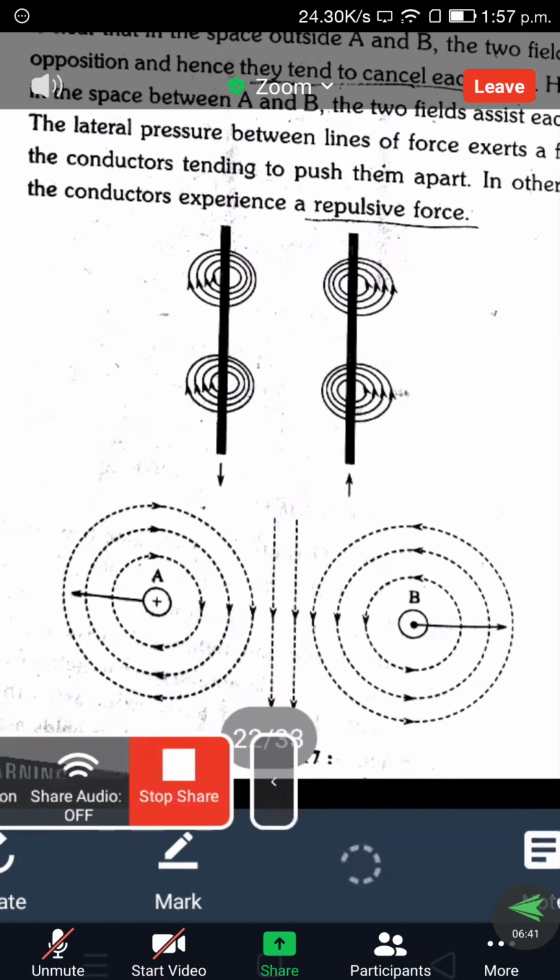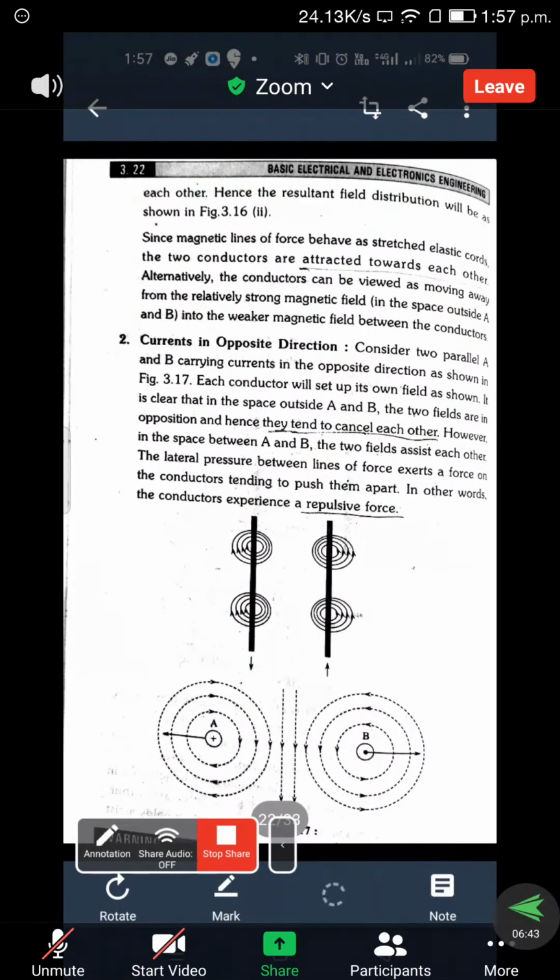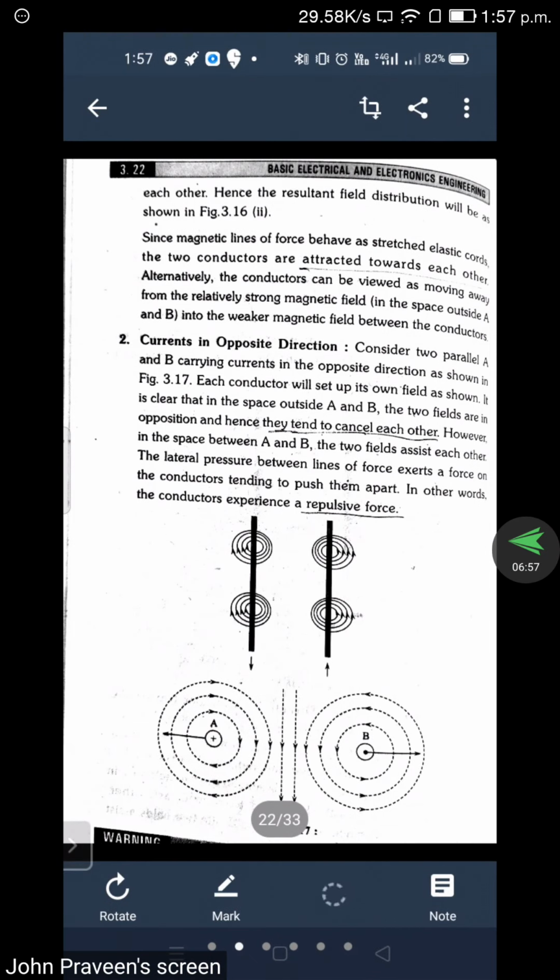So simply remember the two points; no need to remember all the things. Just keep in mind: when the current is in the same direction, the attraction force will exist. The second thing, whenever the current is in the opposite direction, the repulsion force will exist.